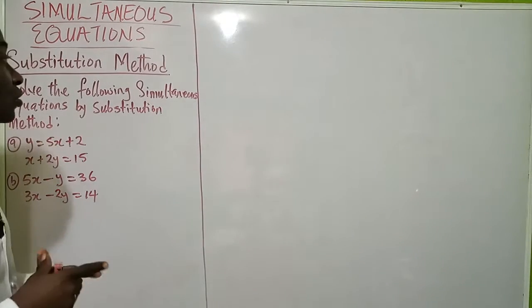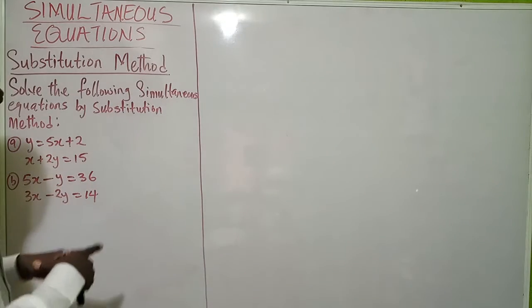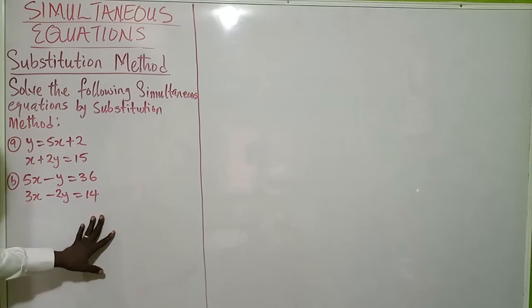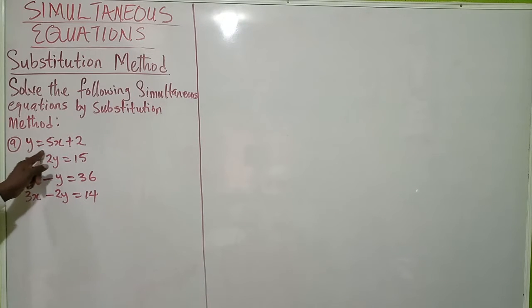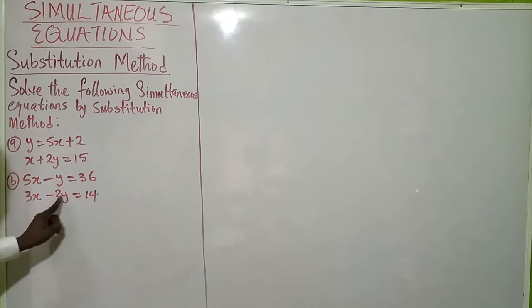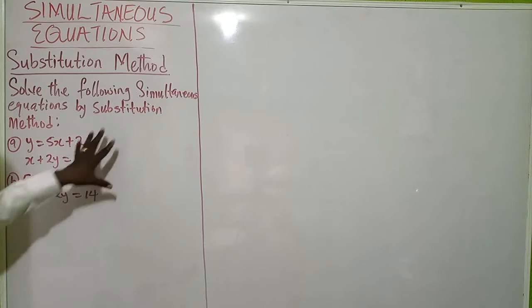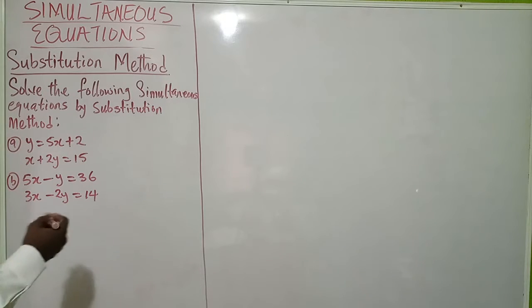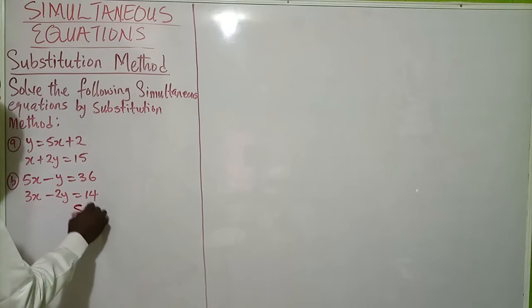Now we have two questions on the board here, and the question says that we should use the substitution method to solve these simultaneous equations. First one, A: y equals 5x plus 2, x plus 2y equals 15. And the second one: 5x minus y equals 36, 3x minus 2y equals 14. We're going to use the substitution method to answer these two questions. As usual, we'll always write a solution.